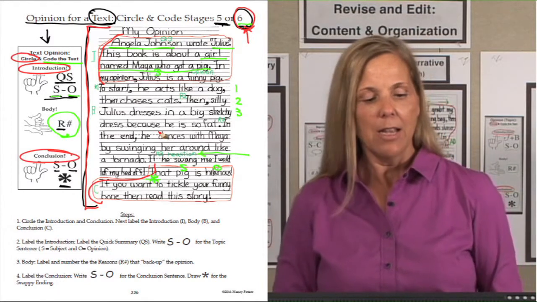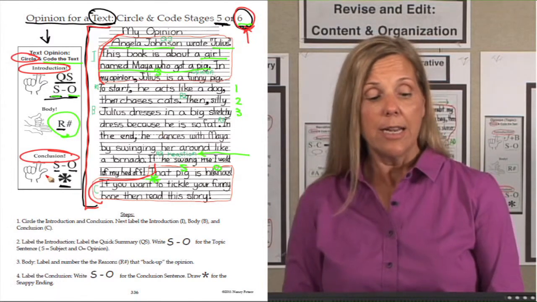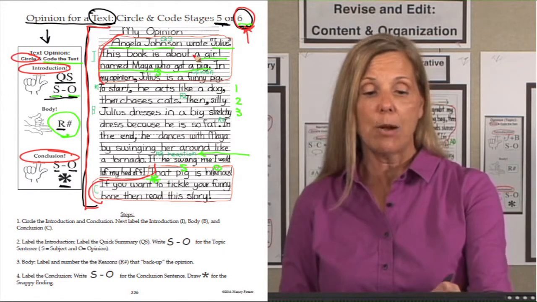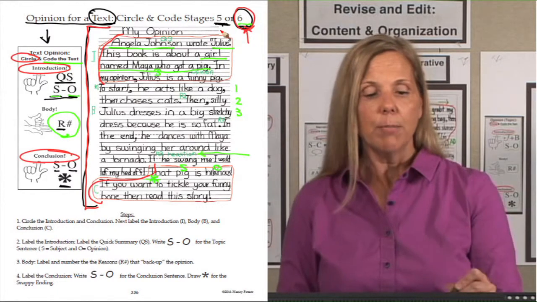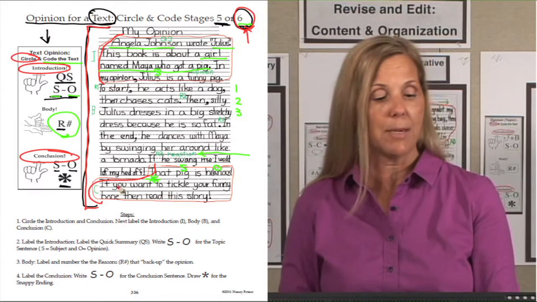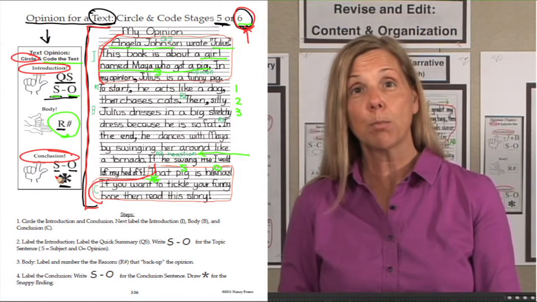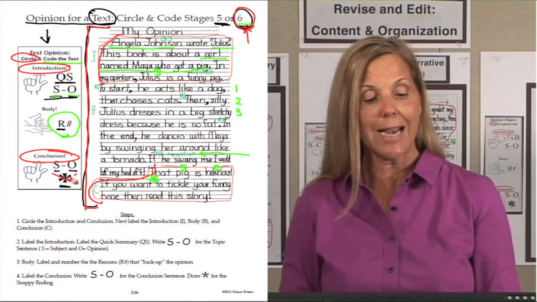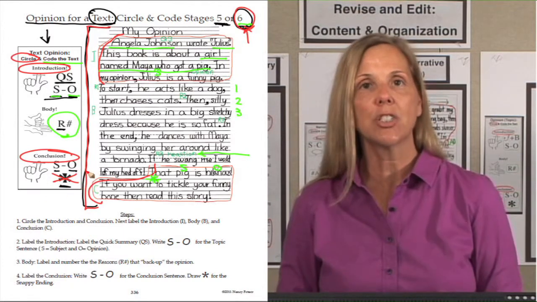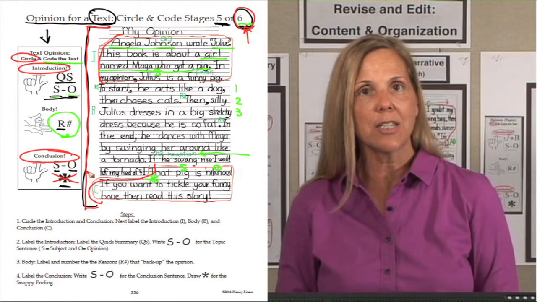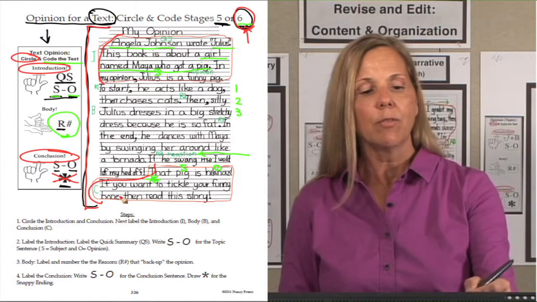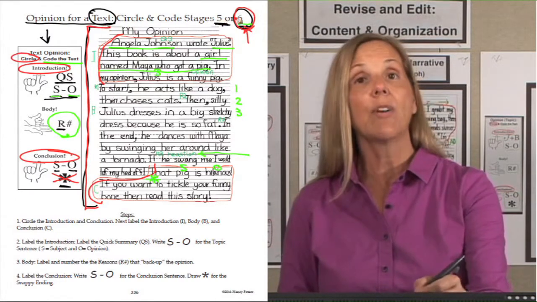Finally, we go to the conclusion. In stage 6, we had repeat our opinion using different words. That will be the same for stage 5. But in stage 6, we had a snappy ending. In stage 5, you don't have a snappy ending. So if students were using this bookmark for stage 5, they would have to cross out with pencil that asterisk, erase it when they get to stage 6, knowing that now they need a snappy ending. So there's our bookmark for opinion writing for a text for stages 5 and 6.